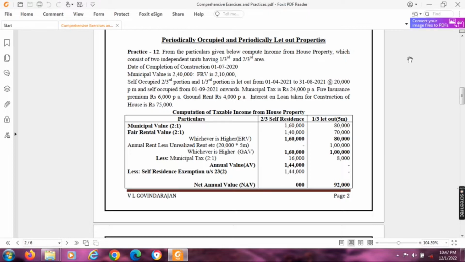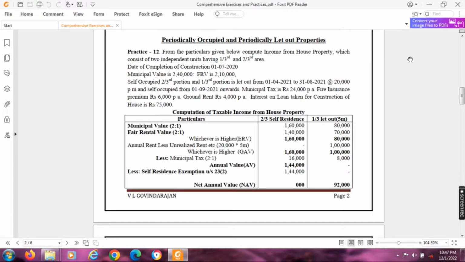That 1/3 portion is let out at 20,000 per month. So the actual annual rent will be calculated only for 5 months. 1 lakh is the annual rent. Municipal tax 24,000 per annum. Fire insurance, that is unwanted information. Ground rent also unwanted. Interest on loan taken for construction, this one is wanted for house property. Let me start the answer.